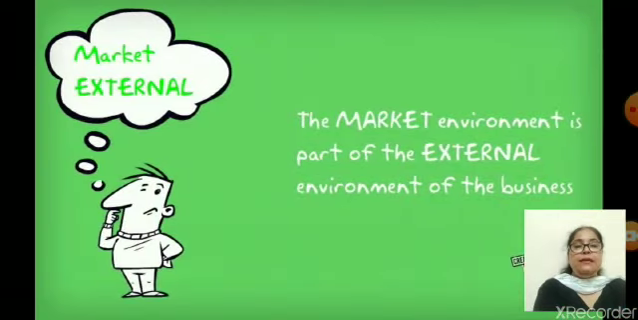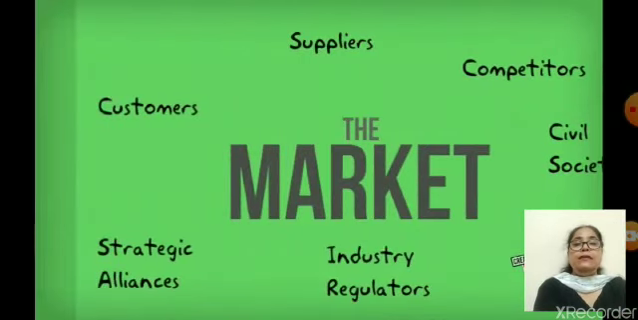The second environment is the market environment. Now the market environment is the part of the external environment of the business. It means that market is something which is prevailing outside the business, which includes the suppliers, the customers, the competitors. They all are the persons which are prevailing in the outside environment. It means all the market forces are a part of the external environment. Now, what do we include in the market environment? The customers, the suppliers, the competitors, the civil society, the industry regulators, and the strategic alliances.